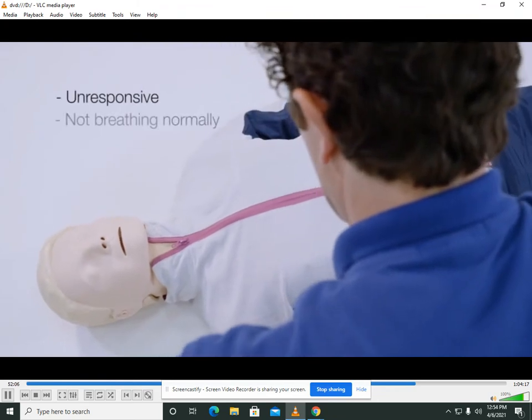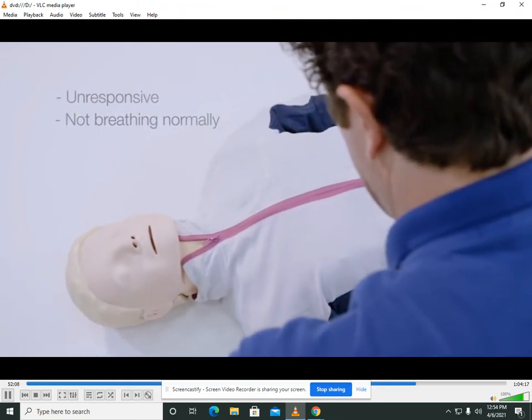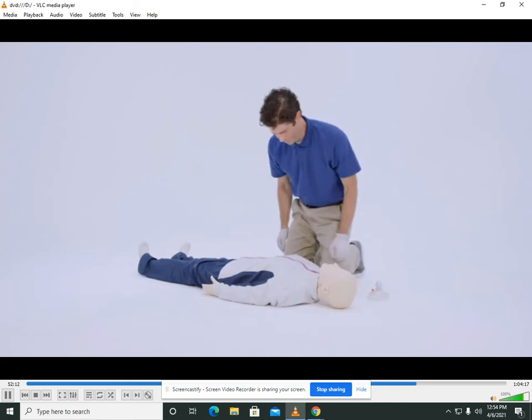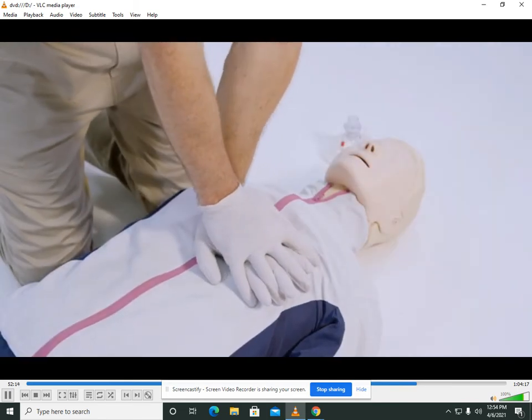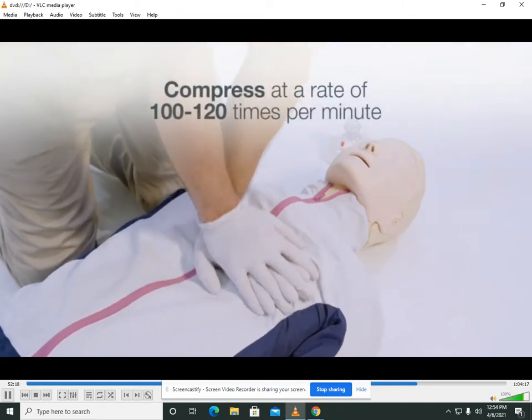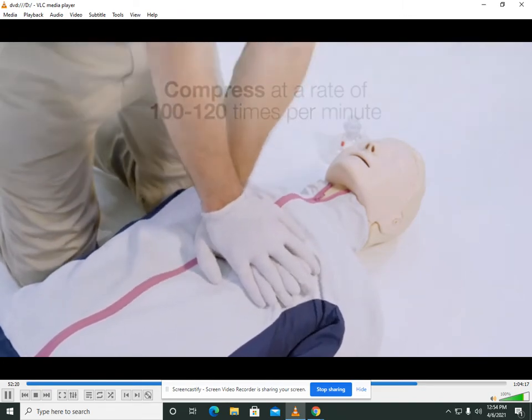This person is unresponsive and not breathing normally. Begin CPR immediately, starting with compressions. Locate the proper hand position and start compressing the chest at a rate of 100 to 120 times per minute.